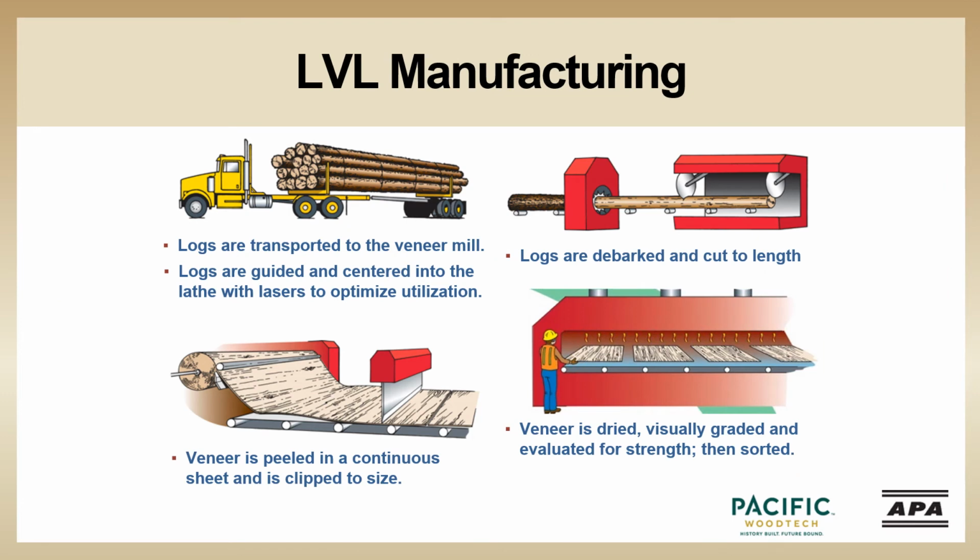From the forest to the mill, let's look at how laminated veneer lumber is manufactured. After the logs are harvested from the fields, they are transported to the veneer mill. After debarking and cutting to length, the logs are heated in conditioning ponds or steam vats to soften the wood. Next, the logs are peeled on a rotary lathe to create a continuous sheet of veneer so that it can be clipped to size. The veneers are then dried and visually graded and evaluated for strength and then sorted.